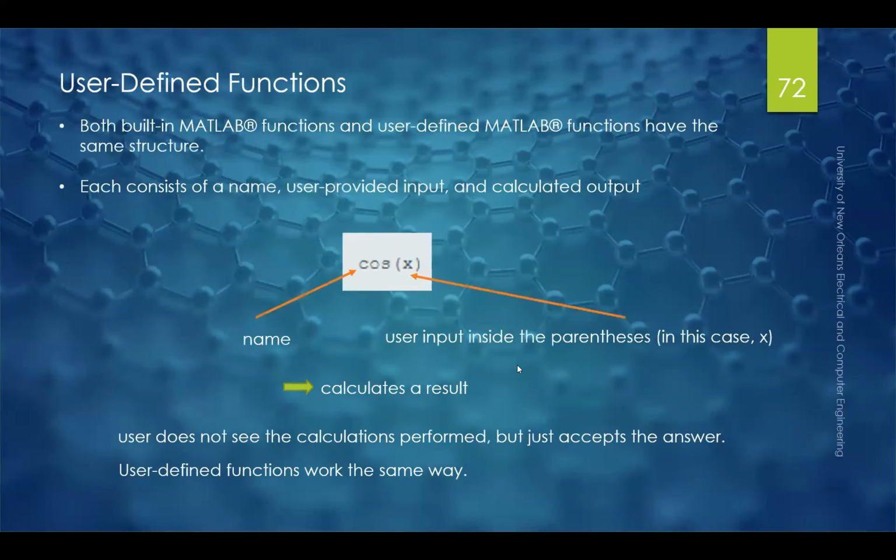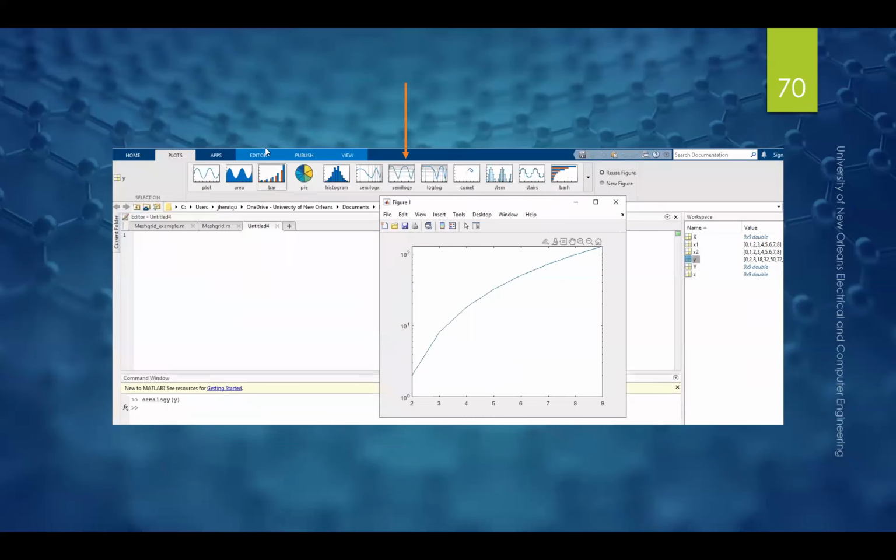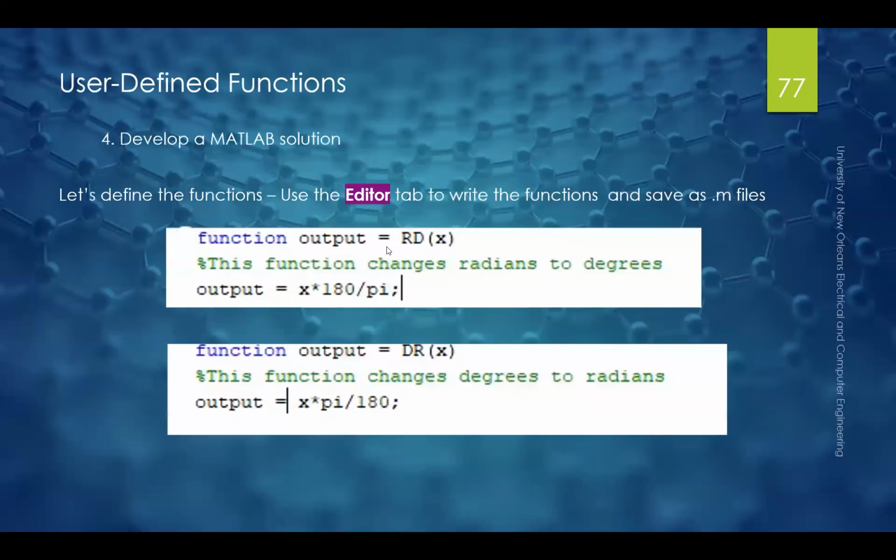Let's see if we can go to one right here. So you can see it right here. It's next to the apps, right? So to start writing a script or a function, you go to the editor tab, and then you can start writing your function.